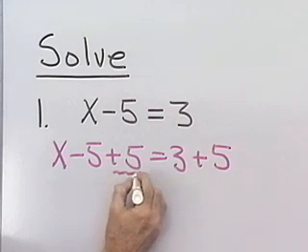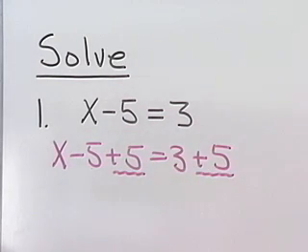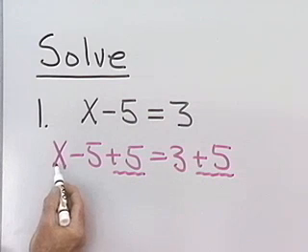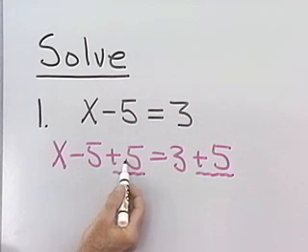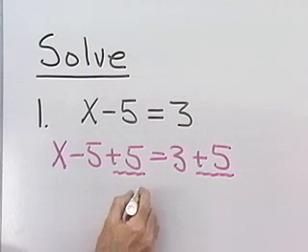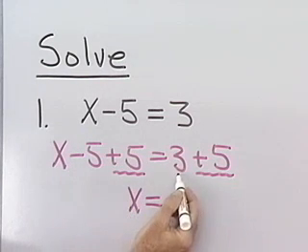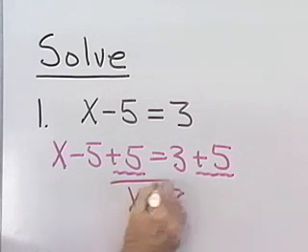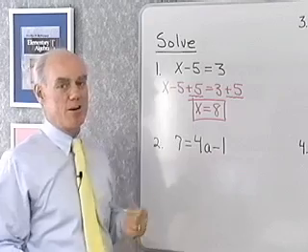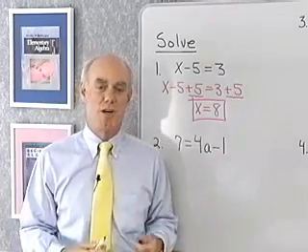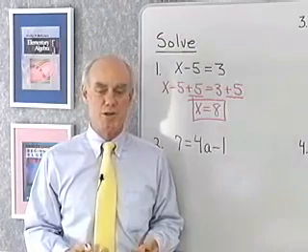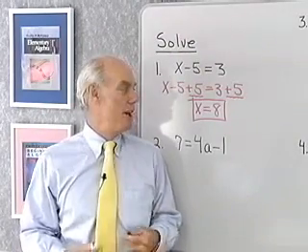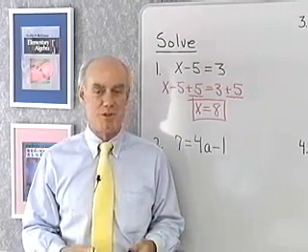Now that's the addition property of equality. I've added 5 to both sides of that equation. Now x plus negative 5 plus 5 is equal to x plus 0, which is just x. And on the right side I have 3 plus 5, which is 8. Now I know that you can solve that equation, of course, just in your head. So you don't have to worry about using the addition property of equality, but we want to show it on some of the simpler problems so that you get used to it.